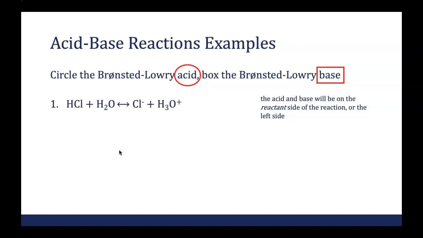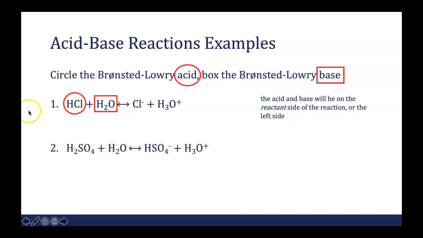All right, so our first reaction, HCl plus H2O, goes to Cl minus and H3O plus. What's the acid? What's the base? Well, I want to see how the proton moves between these two molecules. So here it looks like this H is donated to H2O and leaves behind Cl minus and H3O plus. So here, HCl will be our acid, H2O will be our base. It accepted the proton.